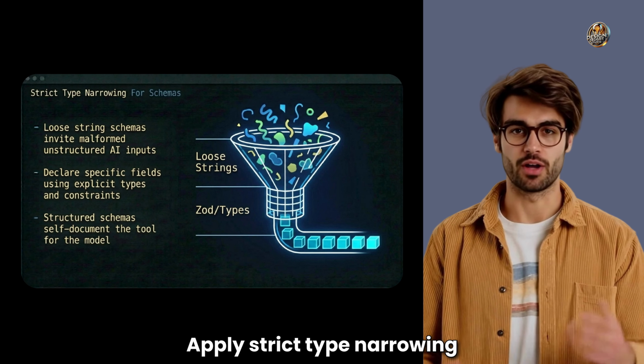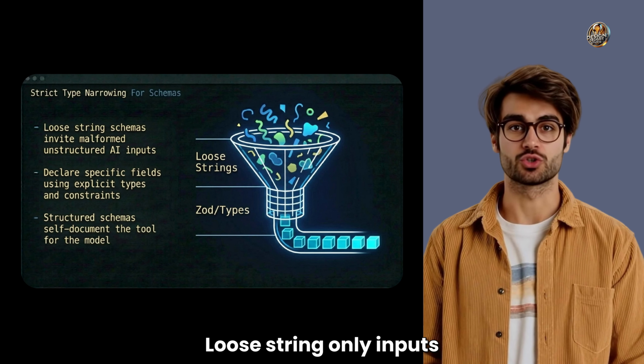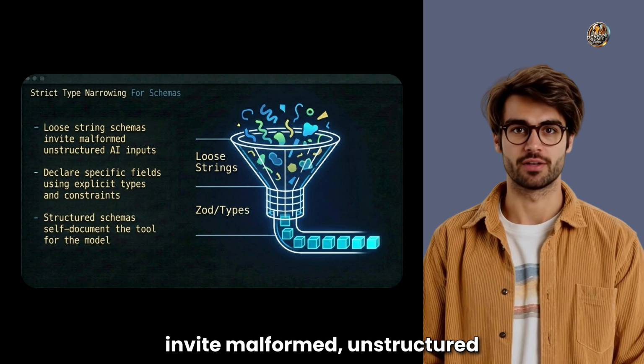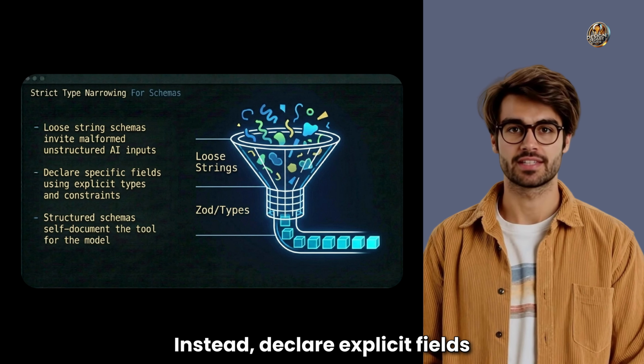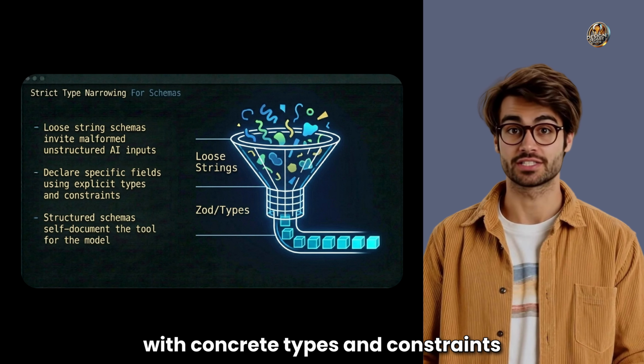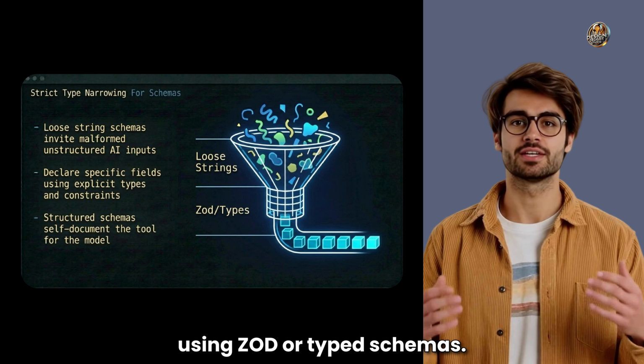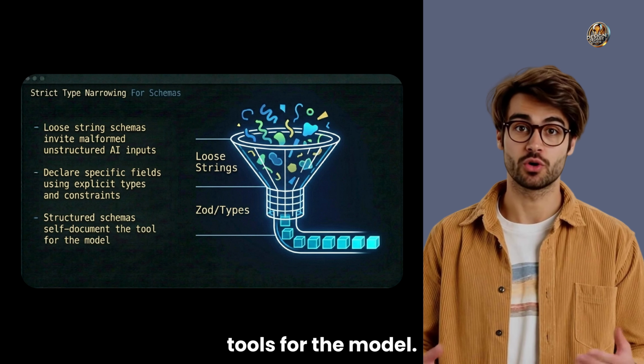Apply strict type narrowing to your schemas. Loose string-only inputs invite malformed, unstructured data from models. Instead, declare explicit fields with concrete types and constraints using XOD or typed schemas. This self-documents your tools for the model.